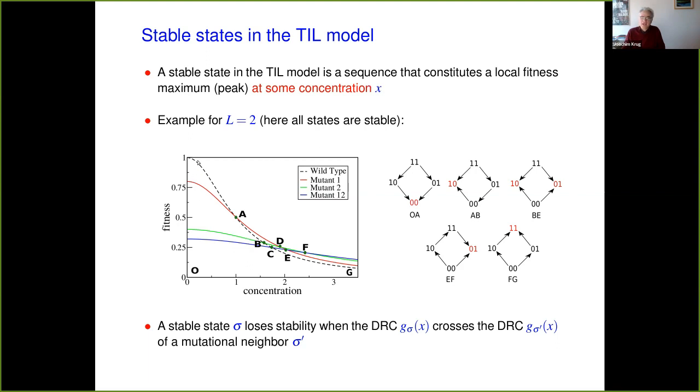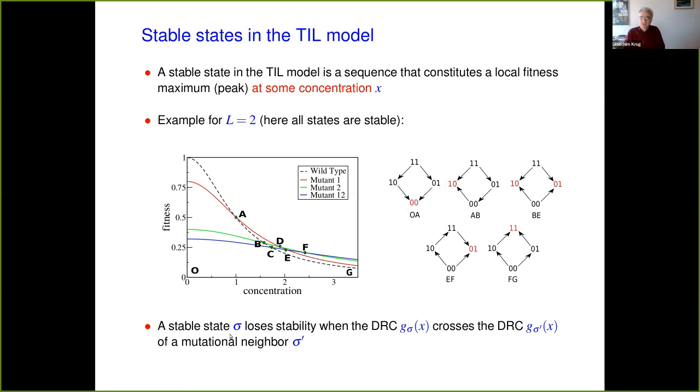And so let's again look at the picture that we had before, right? Here, in fact, you see that at some concentration, all the four states can be peaked. So here, actually, all the states are stable. But for example, if you're at low concentration, then this is a local peak. It loses stability when the red curve crosses the dashed curve, right? And so at that point, zero, zero is no longer a peak and you have a new one, right?